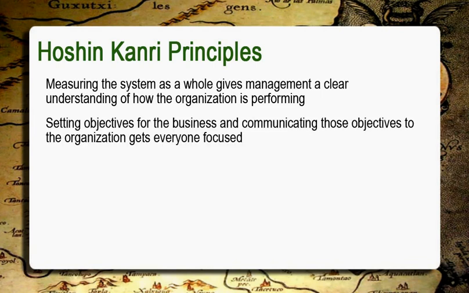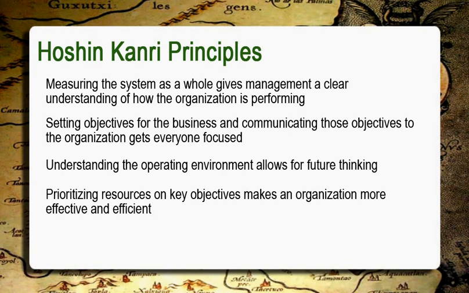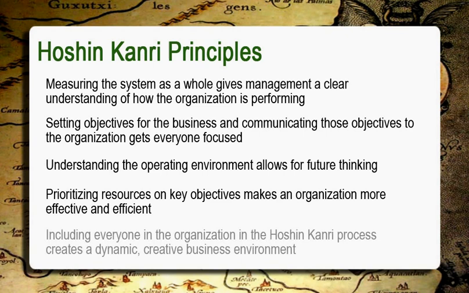Second, setting objectives for the business and communicating those objectives to the organization gets the entire organization focused on achieving the mission. Third, understanding the operating environment allows for future thinking. Next, prioritizing resources on key objectives makes an organization more effective and efficient. And finally, including everyone in the organization in the Hoshin Kanri process creates a dynamic, creative business environment.